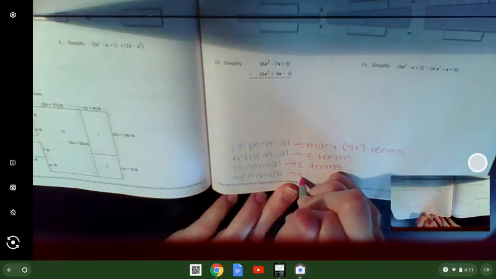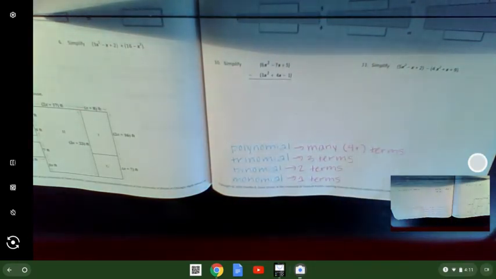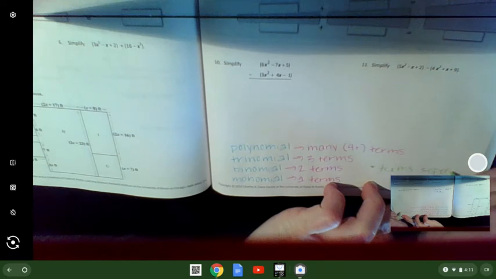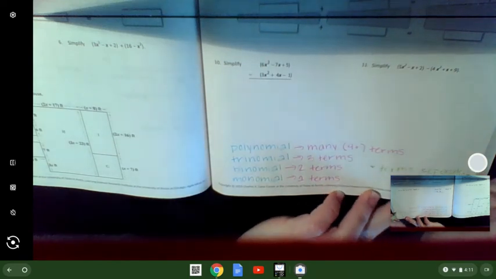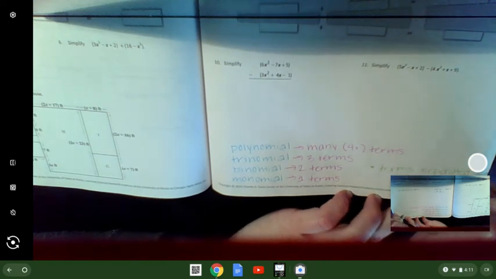And if you remember, terms, we can identify them because terms are separated by plus and minus signs. Terms are separated by plus and minus signs. I'll just make a note here. Terms separated by plus or minus signs.